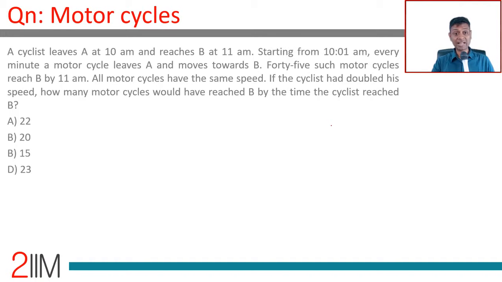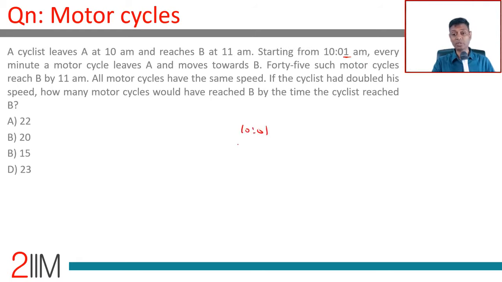A cyclist leaves A at 10 a.m. and reaches B at 11 a.m. Starting from 10:01 a.m., every minute a motorcycle leaves A and moves towards B. 45 such motorcycles reach B by 11 a.m. All motorcycles have the same speed. If the cyclist had doubled his speed, how many motorcycles would have reached B by the time the cyclist reached B? Starting from 10:01, every minute a motorcycle leaves A and moves towards B. 45 such motorcycles reach by 11 a.m.